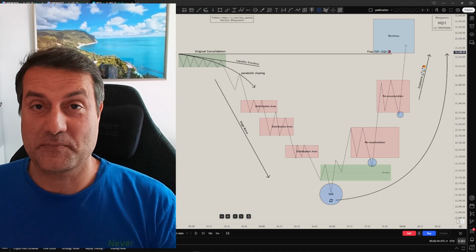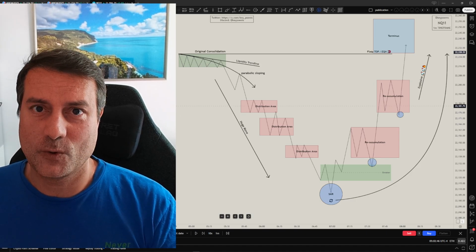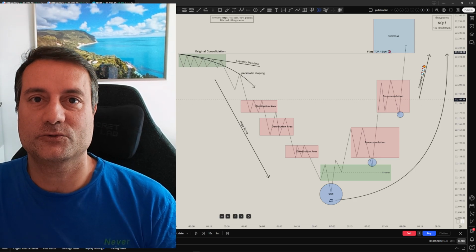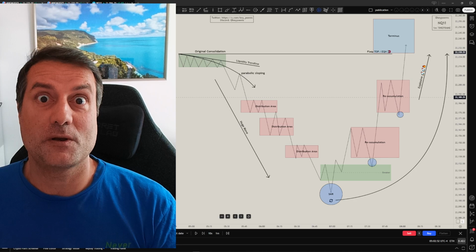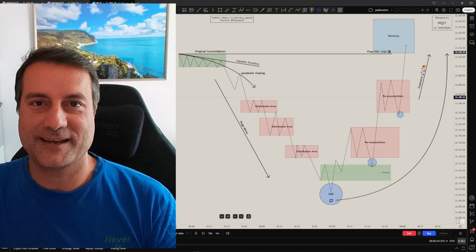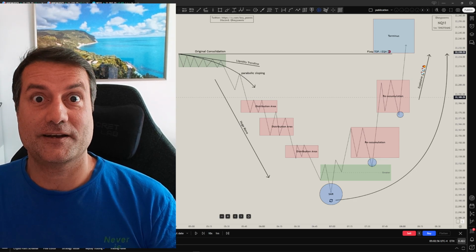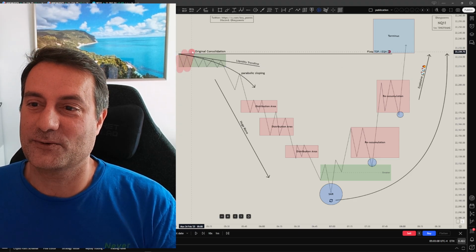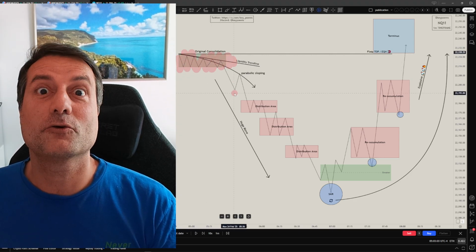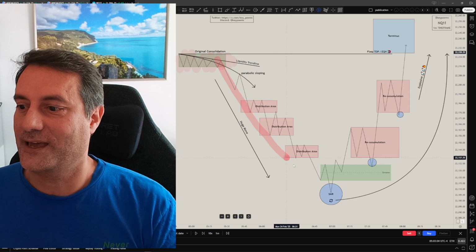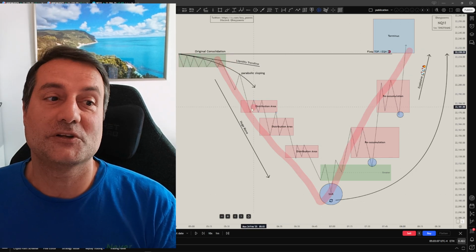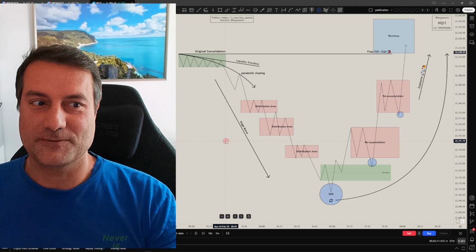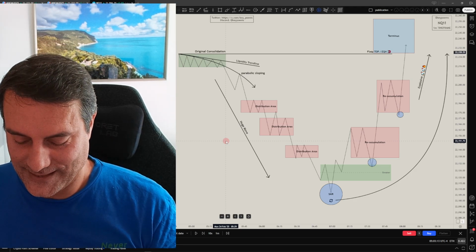Let's talk about market maker models. I want to show you one fantastic technique, one thing to notice about market maker models that will make creating a bias for your trading session incredibly easy. I've used this all the time, and it's all about identifying the original consolidation and how that will tell you exactly where price wants to go in the session once you've identified it.